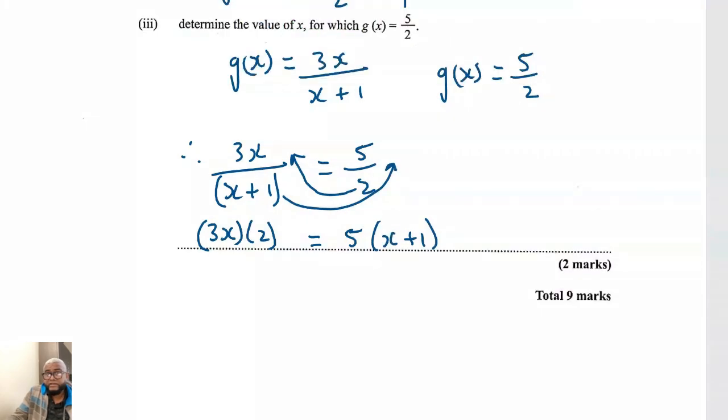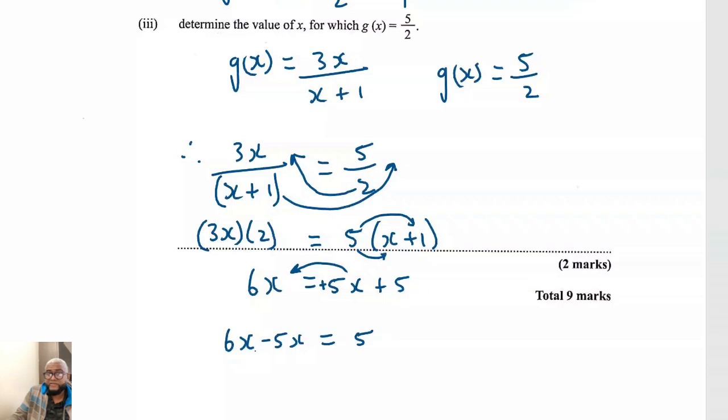All right? So 3x by 2 is 6x. Then this 5 needs to be multiplied by both x and 1. So this will be 5x plus 5. Everybody agrees? This 5x needs to go here, so plus 5x would become minus 5x is equal to 5. 6x minus 5x is just x. So x would be equal to 5. That's the value of x for which g of x is equal to 5 over 2.